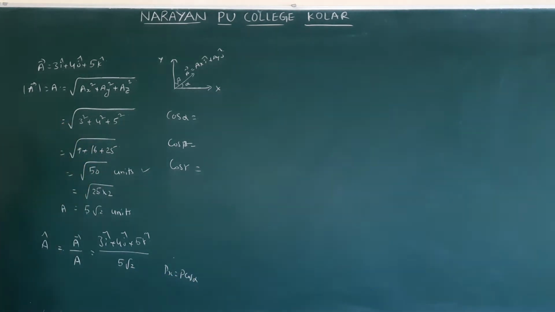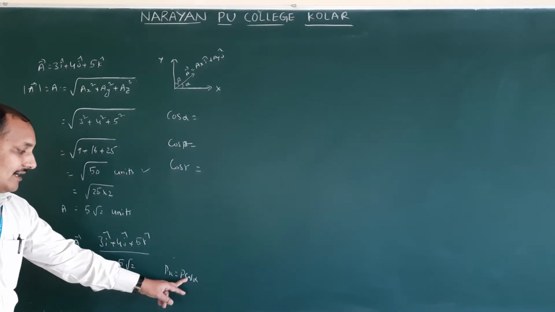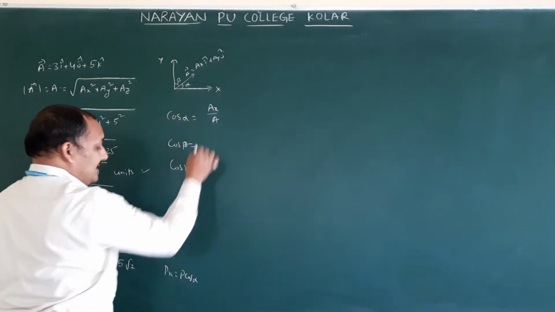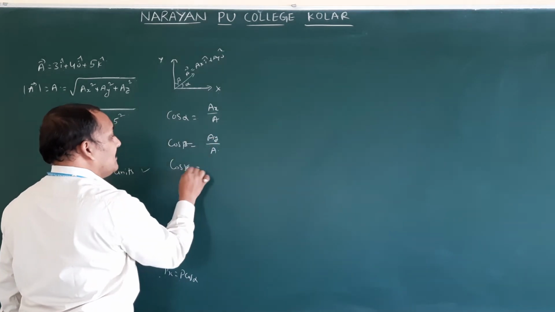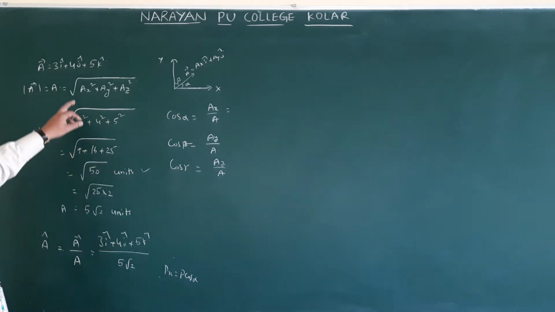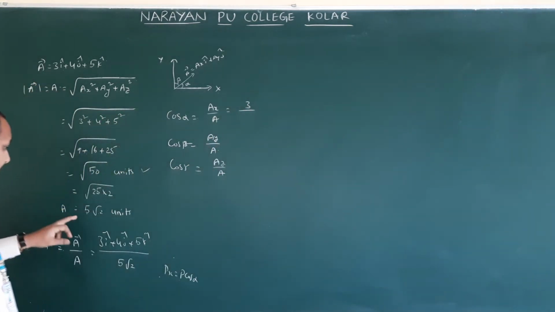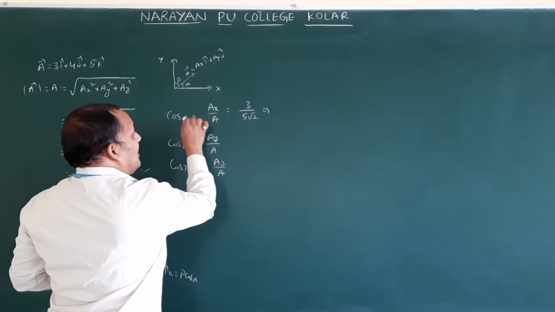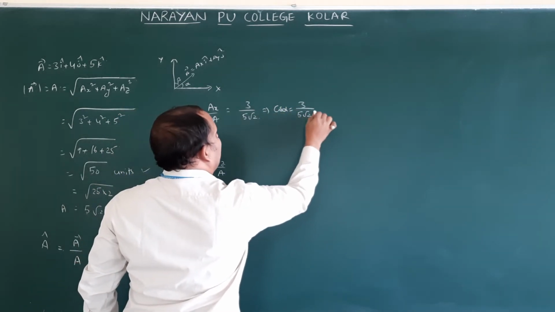This formula we have shown like Px equal to P cos alpha. So like that Ax equal to A cos alpha. Then cos alpha equal to Ax by A. Yesterday we gave in terms of P. Cos beta equal to Ay by A, cos gamma equal to Az by A. What is Ax here? Ax is 3. 3 by, what is A? 5 root 2. So cos alpha equal to 3 by 5 root 2.